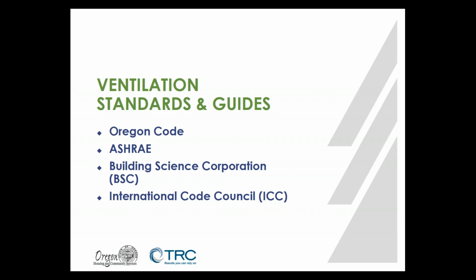Four broad options. The Oregon Code obviously has its own standards. ASHRAE is an institution that helps set ventilation standards and gives us that information. Building Science Corporation is a great little company based in Boston that is just the leading expert on good quality building science, and Joe Lstiburek there has made it a life's mission to push quality ventilation. He's got great guides and great technical information available. And the International Code Council also has some information on ventilation standards.